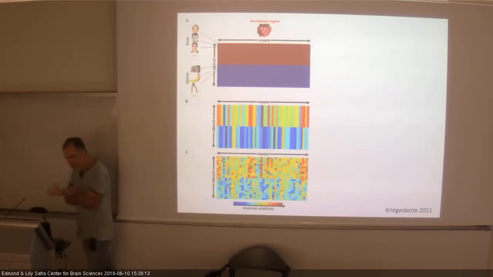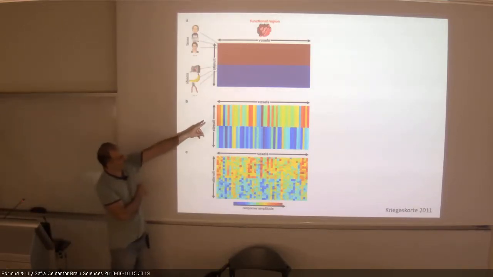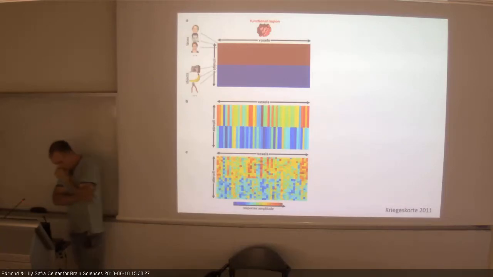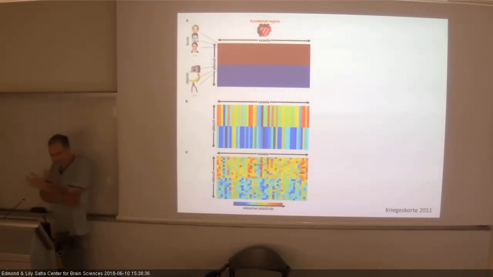In ROIs, or when you do an ANOVA on the brain, you have some kind of average of voxels. If these are the voxels, you average them out. Let's say in this case you have two conditions, so you have two values, one for each condition. These could be betas, or time courses, or whatever. And you can contrast them. You do t-tests for whatever model you want to do.